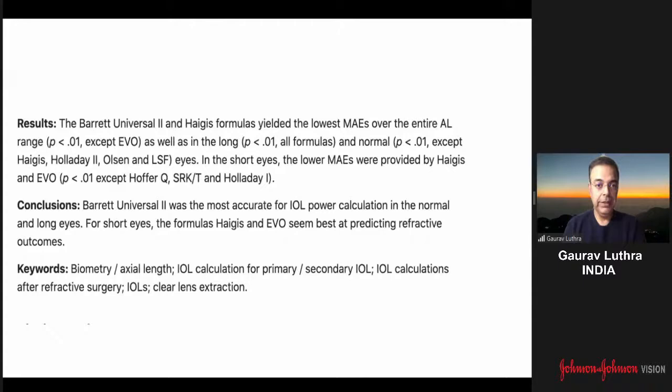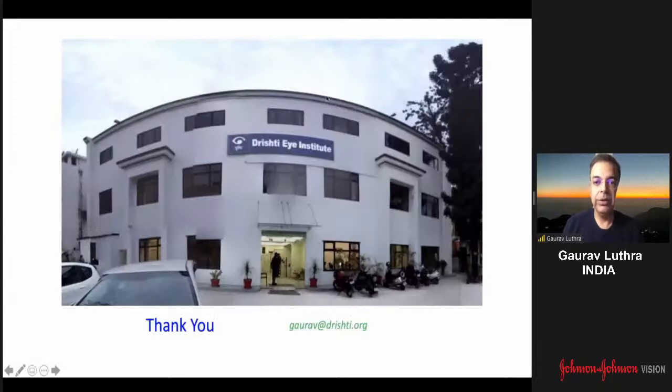But these two, the Universal 2 and Haigis, yielded the best results in any axial length range, as well as in the long and the normal. And in the short eyes, they found that the Haigis and the Evo formulas seem to perform really well. So this is how it went. And I think with that, I would like to lead on to the discussion, and I'll stop sharing my screen now.